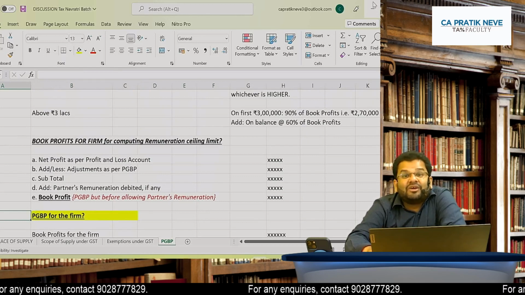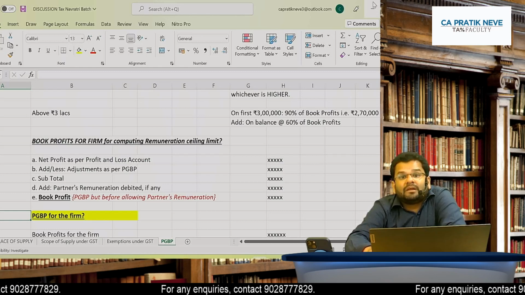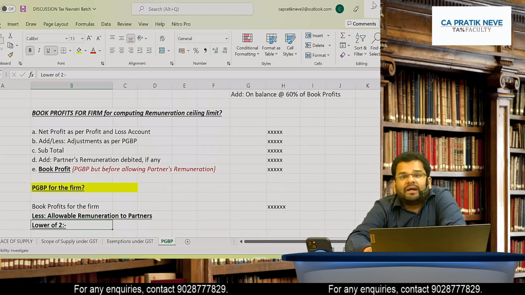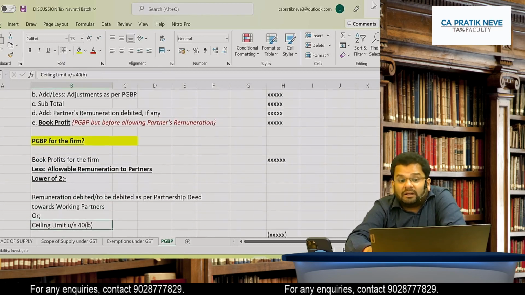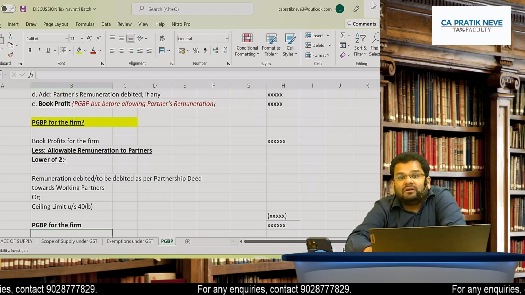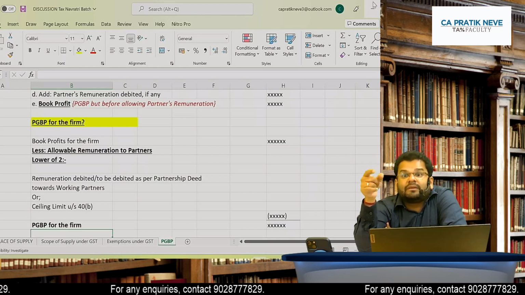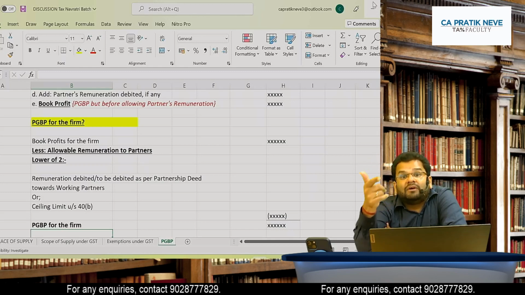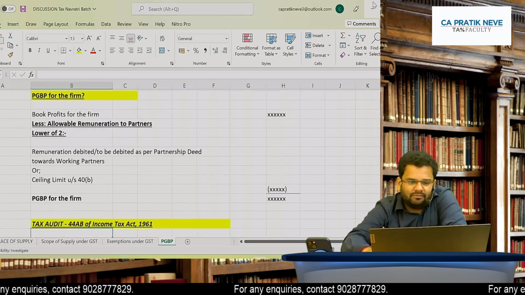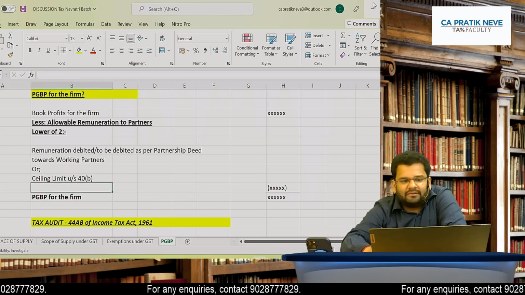In short, you can easily calculate PGBP for the firm. You already have the book profit, but in book profit you have not made an adjustment for allowed partners' remuneration. So you subtract the allowed partners' remuneration and you will get PGBP of the firm. But how much of partners' remuneration will be allowed? The ceiling limit which you have calculated right now, or what you have given to partners, whichever is lower. Very good. All of you agreed?